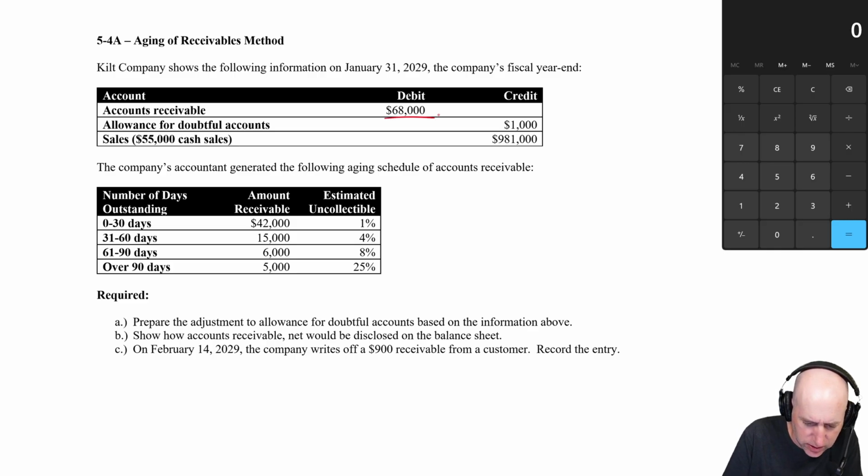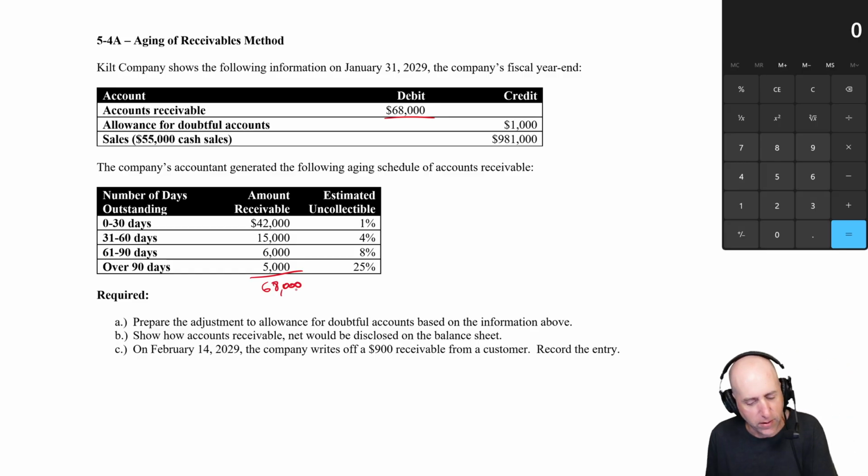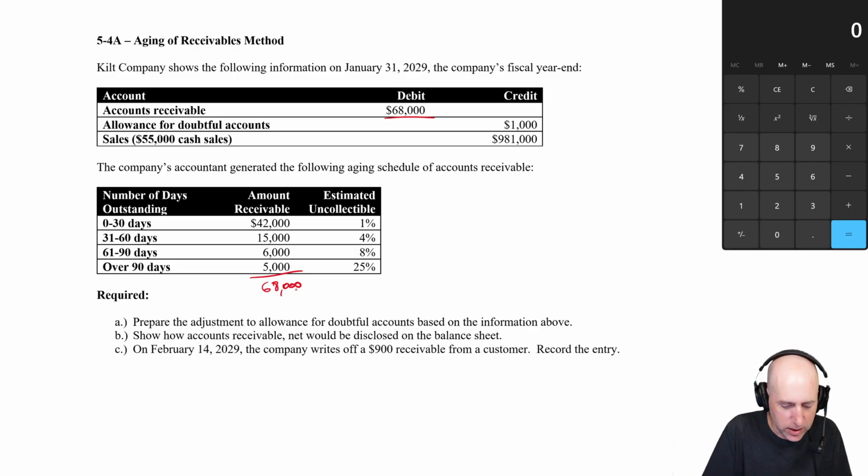So we have 68,000 of AR. It breaks down: 42,000 of it is fresh, 15,000 of it is a month or older, 2 months or older is 6,000, and more than 3 months old is 5,000. If you add that list up, you do indeed get to $68,000.